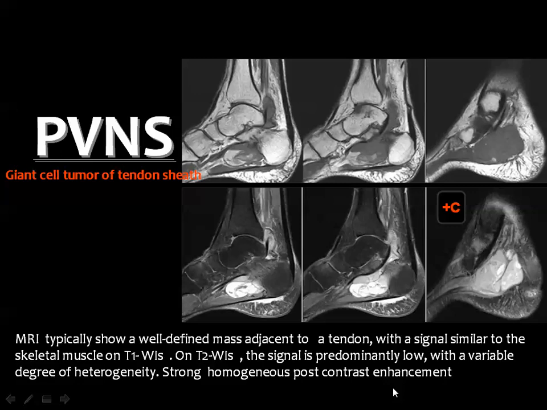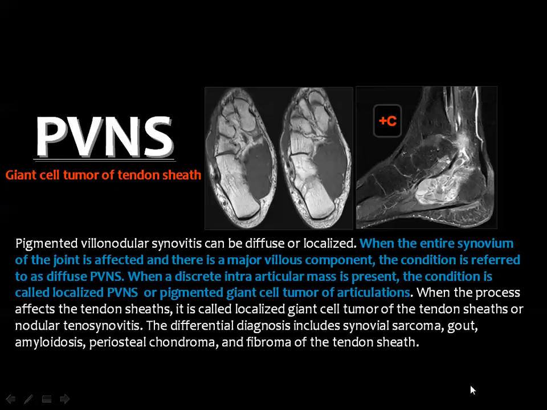And this is another example. You can call this pigmented villonodular synovitis. It is located in the tarsal tunnel of the ankle joint, and you can see a mass of low signal in the T1 and some increased signal in the STIR images, and there is appreciable post contrast enhancement.